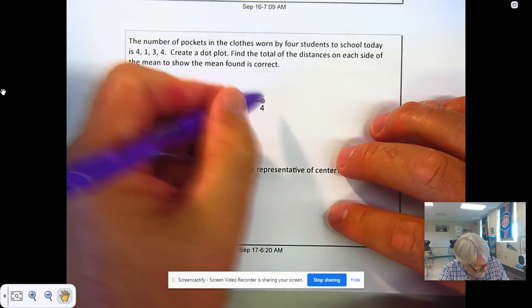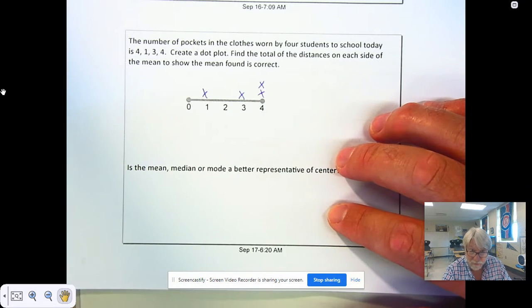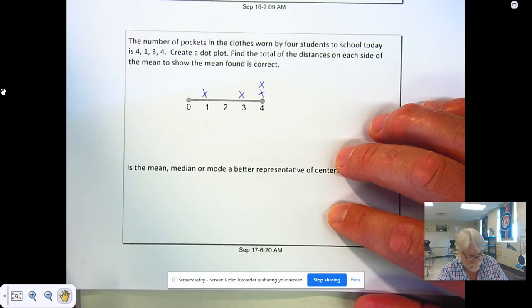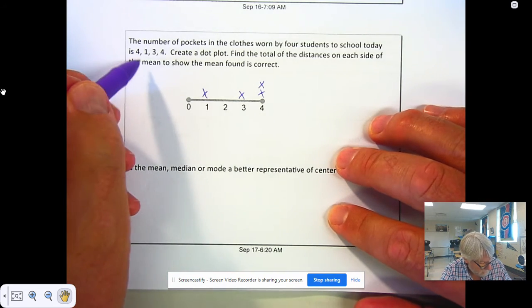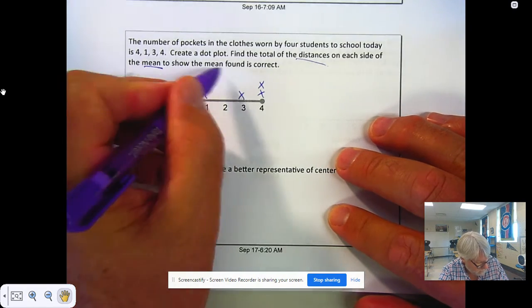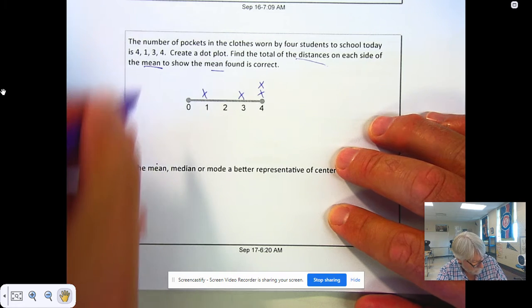Dot plot, 4, 1, 3, 4. I know, I like to make X's on my dot plots and not dots. Just the way I am. Always a rebel. So, I got to find the distance on each side of the mean to show that the mean found is correct. Well, let's find the mean.